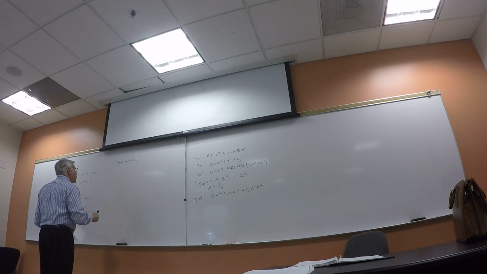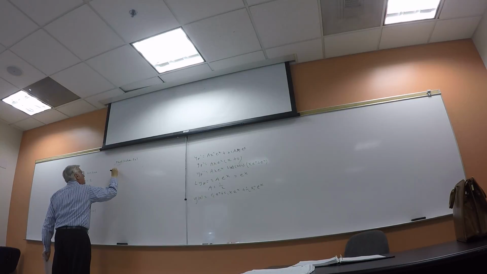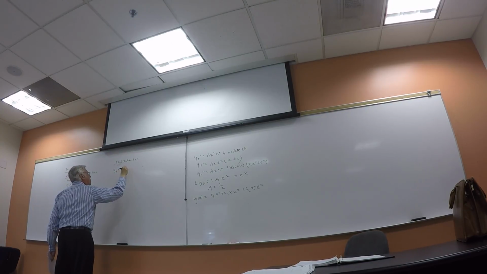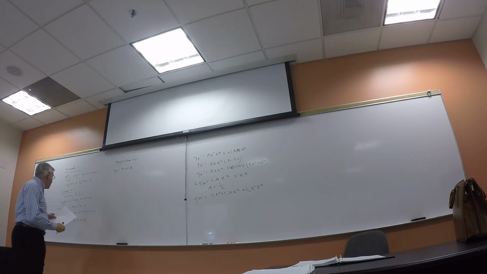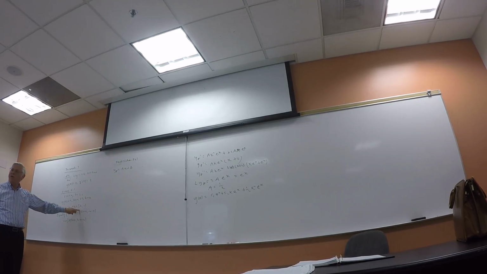Particular solution, you see how I wrote it over here? I got y sub p of x is equal to ax plus b. Now where did the ax plus b come from? Well, it's from the family x and 1, right? A constant times that plus a constant times that.